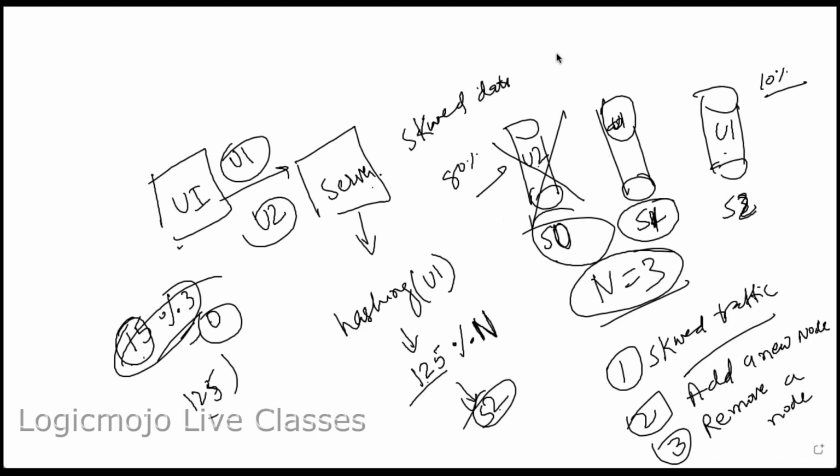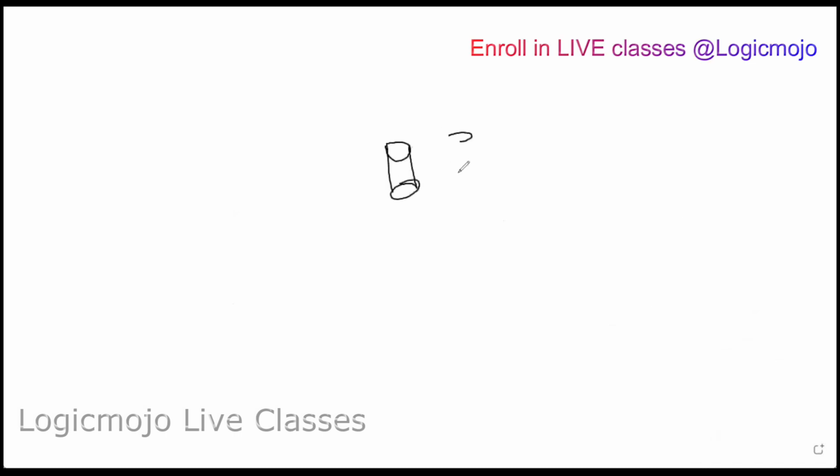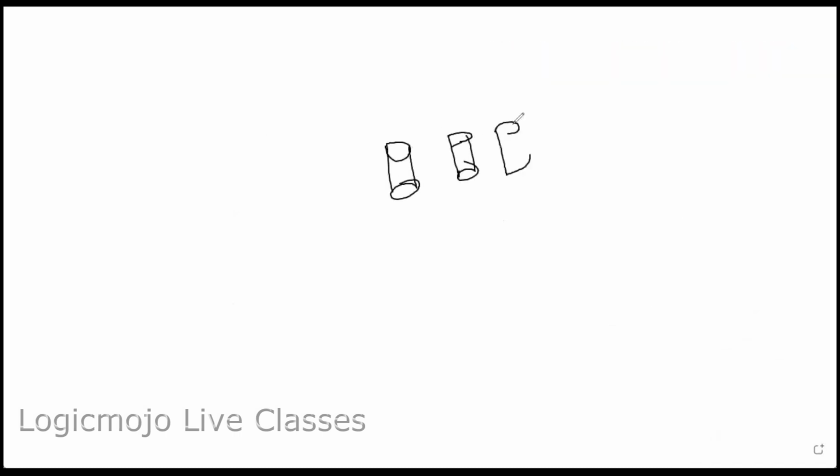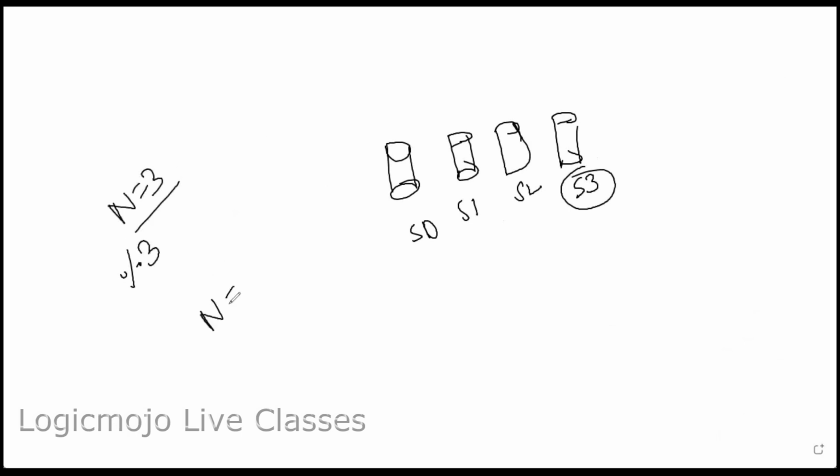What about the addition? There are now S0, S1, S2. Now one more has come, S3. What was the modulo operator I was using? N was 3, now N is 4, right? So again, those distributions have to happen. That will also be a problem because this new node will be completely empty. I want the data to be distributed again, and this will be a problem.